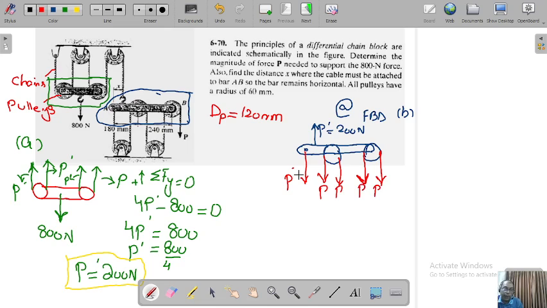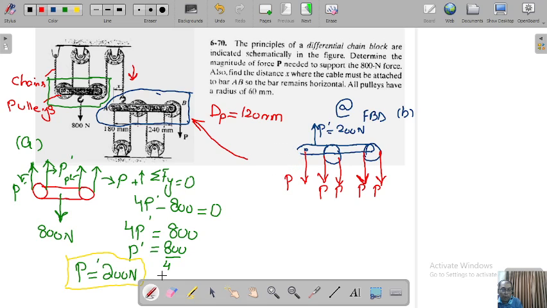So this diagram is my FBD B. This is the tension P dash that we just calculated. On this side, when we considered the earlier diagram, the P dash was coming in this sense, like this. So in order to balance this, we have taken it in the opposite sense.